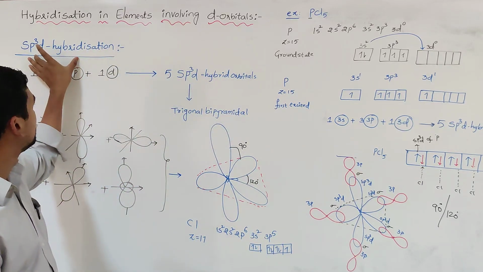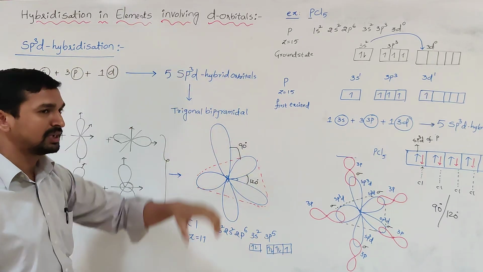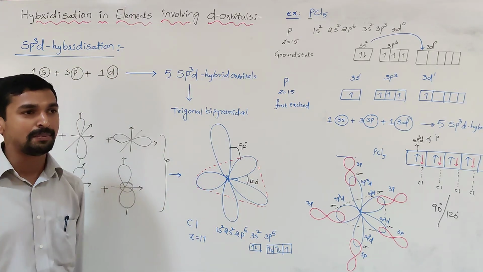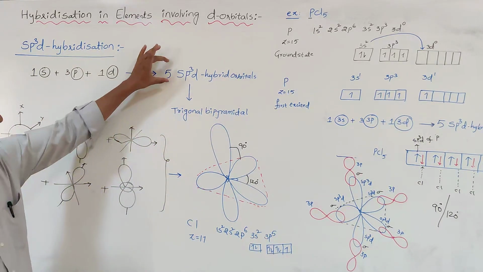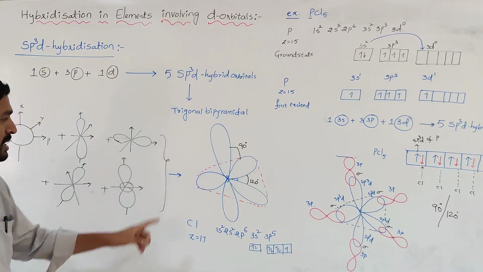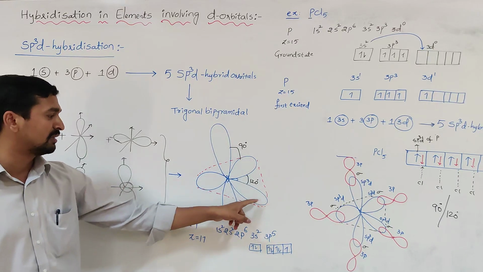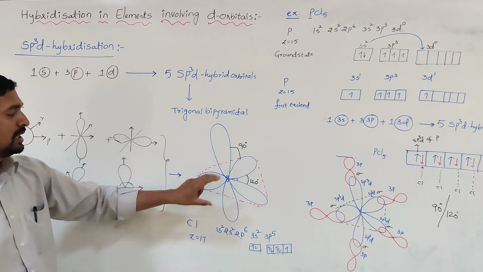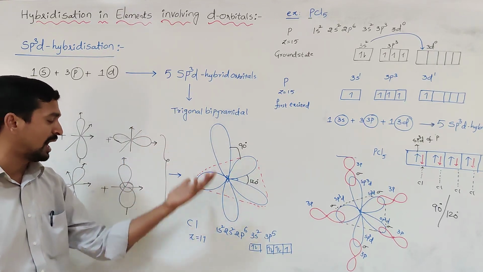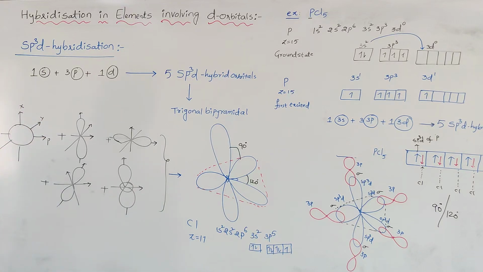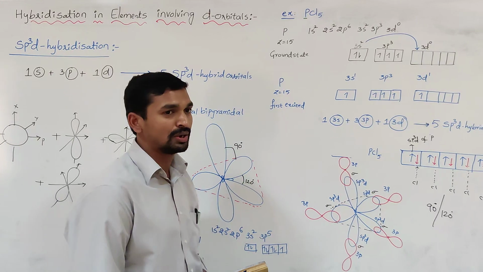This hybridization is called sp3d hybridization. These 5 sp3d hybrid orbitals adopt trigonal bipyramidal geometry. In the trigonal bipyramidal geometry, out of the 5 sp3d hybrid orbitals, 3 hybrid orbitals point towards the corners of an equilateral triangle, and the remaining 2 are arranged perpendicular to that triangle. One is above the plane and another is below the plane. The best example for this sp3d hybridization is phosphorus pentachloride.